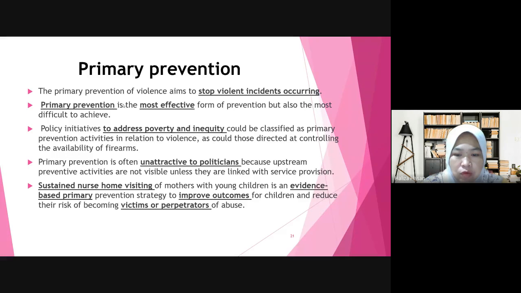Okay, sustained nurse home visiting of mothers with young children is an evidence-based primary prevention strategy to improve outcomes for children and reduce the risk of becoming victims or perpetrators of abuse. So, sustained home visiting.